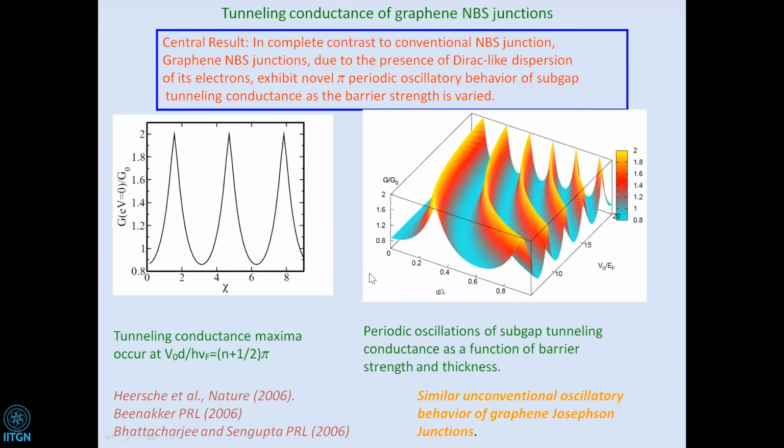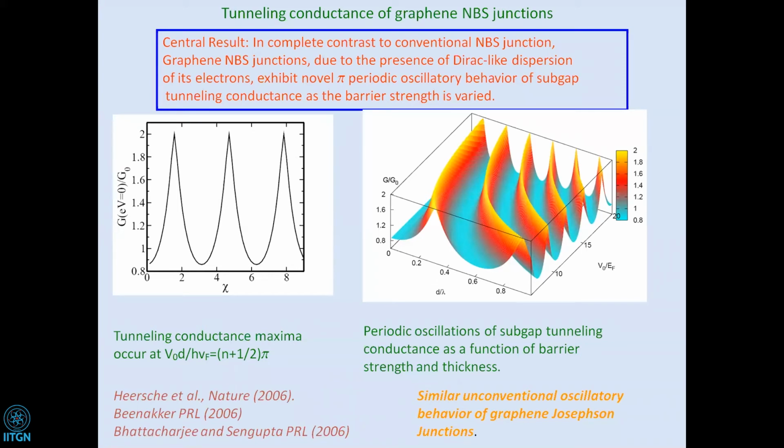Okay. Now you could do this not only for the thin barrier limit, where these oscillations essentially have a pi periodicity, but you could do this for any barrier limit. And you see that the oscillation still persists. However, the period of oscillations widens and its amplitude decreases as you increase the thickness of the barrier.